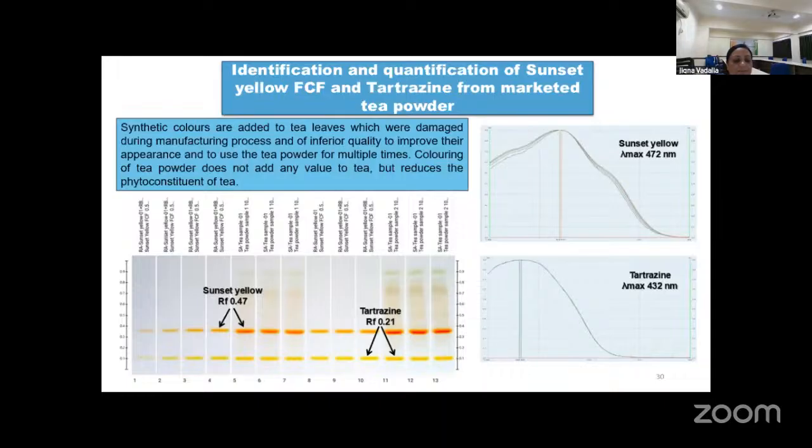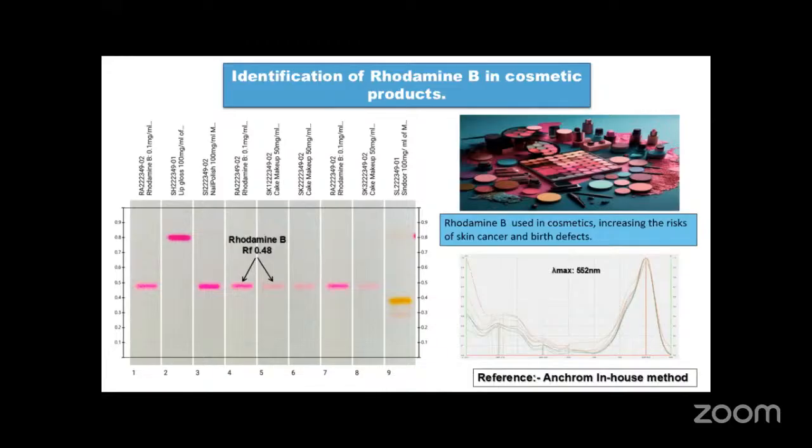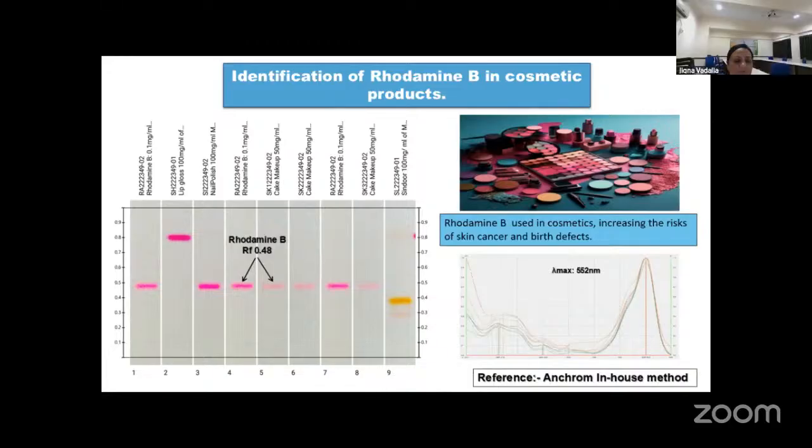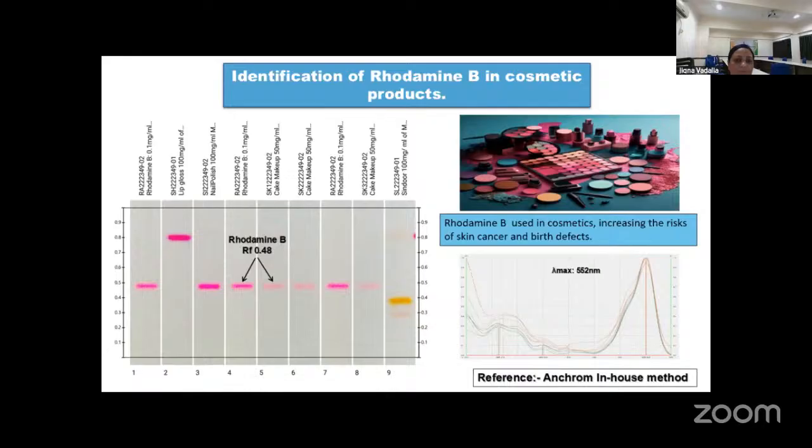In the same way we are also able to identify colors in cosmetic samples. Many cosmetics are adulterated with rhodamine dye. Rhodamine is very dangerous for us. It is carcinogenic, yet it can be present in cosmetic samples.